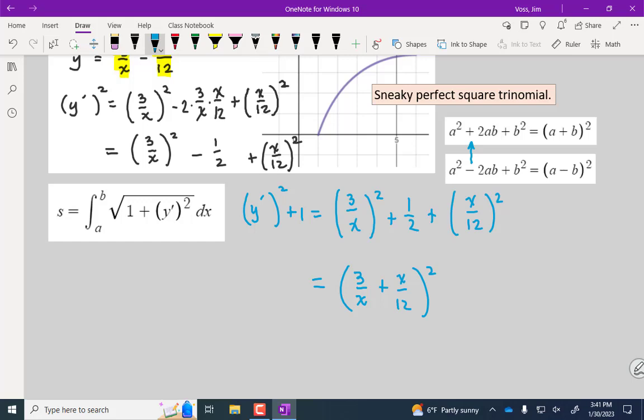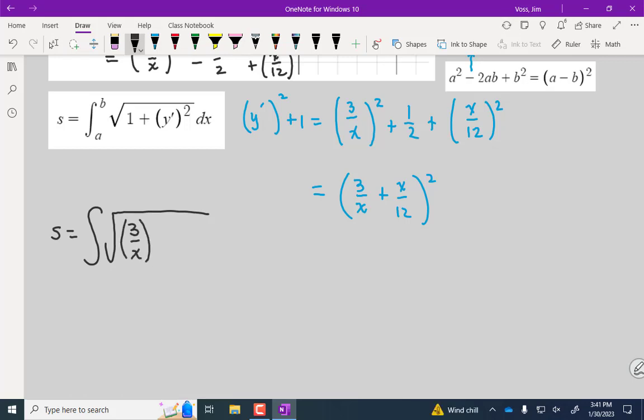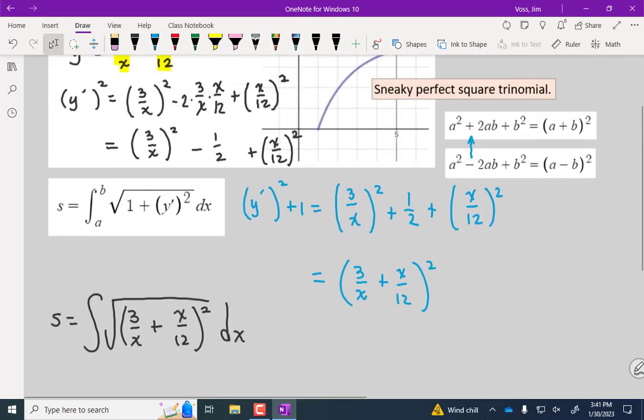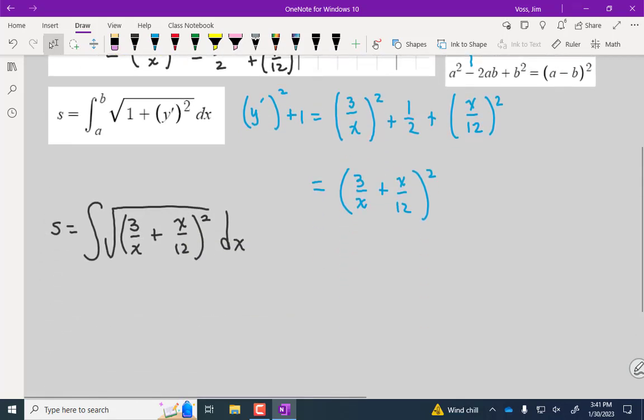Now, let's come over here. So now we have s is equal to the integral. We have square root of that, 3 over x plus x over 12 quantity squared dx. And our limits of integration, 1 to 6, those are given. And then the square root and the square.